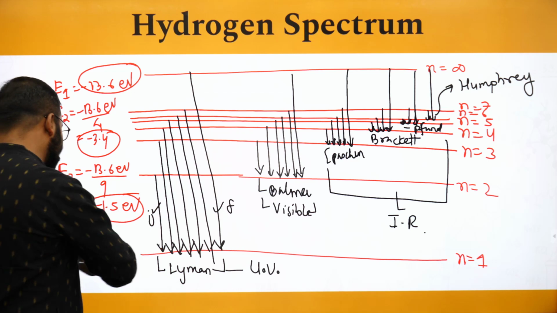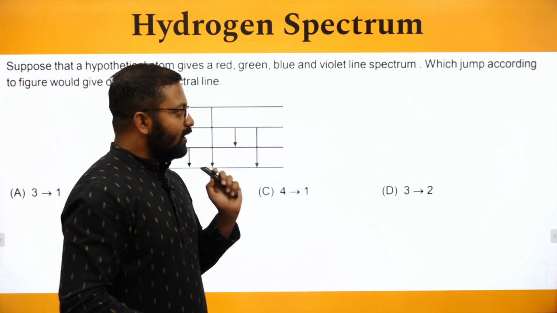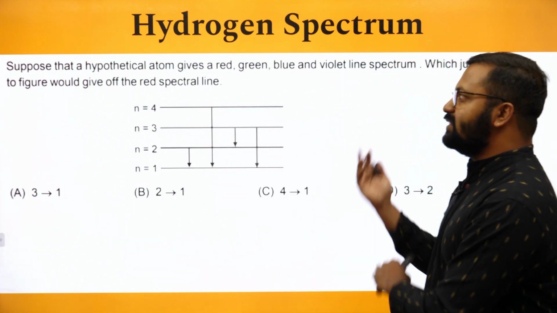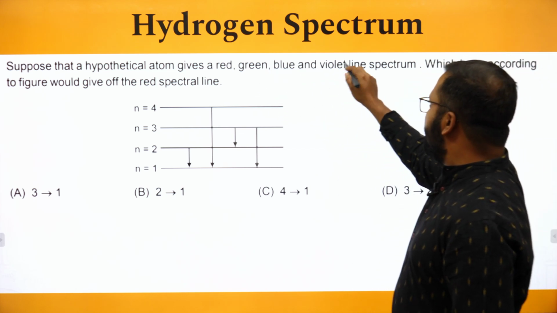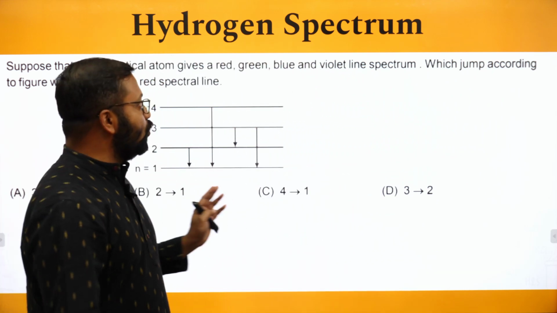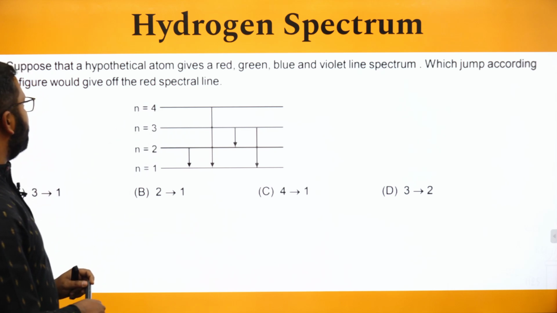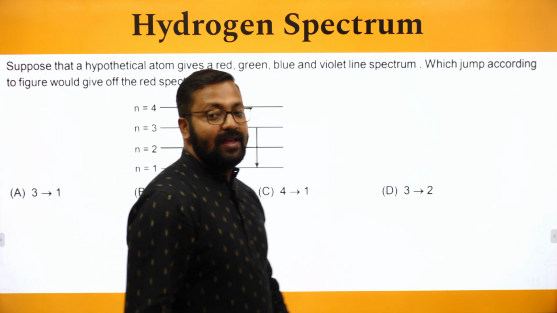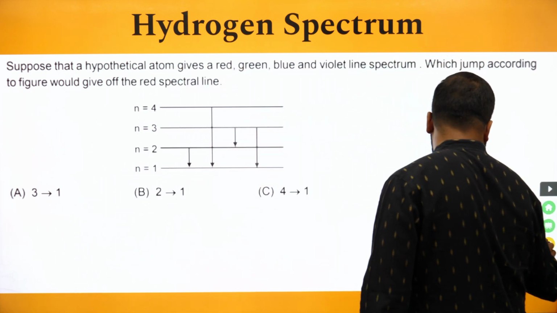So please do remember this, guys. This is a very, very interesting topic. Next part is this. Try to solve the question. Suppose that there is a hypothetical atom which gives red, green, blue and violet line in the spectrum. Which jump according to the figure will give the red spectral line?